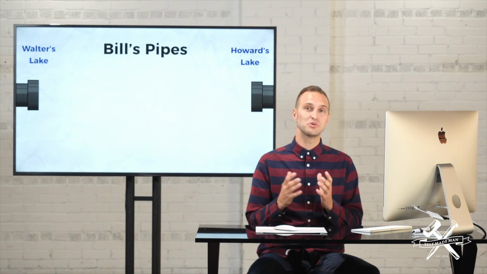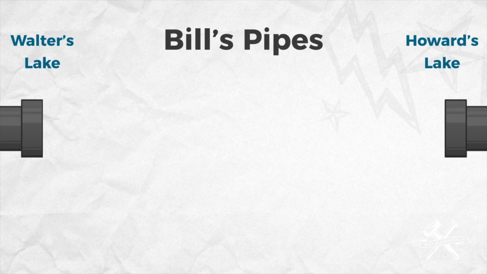One of the first things I'd like to help you learn is how to identify what is limiting the growth in your business. And to do that, I have a parable or an analogy to really help us understand this concept. It's called Bill's Pipes. So Bill is a landowner in Texas.